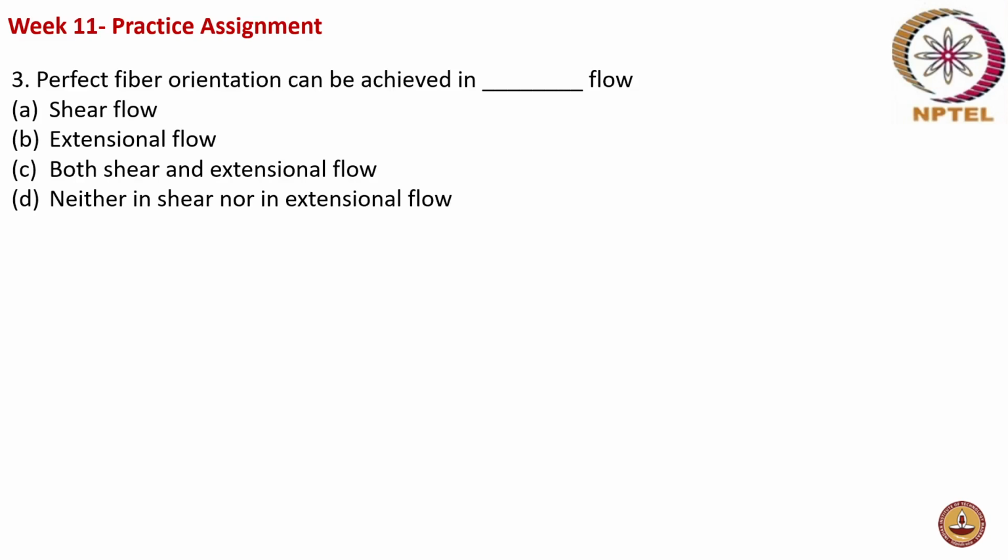Now next, perfect fiber orientation can be achieved in dash flow. Can we achieve a good fiber orientation in a shear flow, or can it be achieved in an extensional flow, or both in shear and extensional flow, or neither in shear flow nor in extensional flow? Which of these is the right option? So a perfect fiber orientation can be achieved in extensional flow. When you apply an extensional flow, the fiber orientation is better compared to a shear flow. Okay.